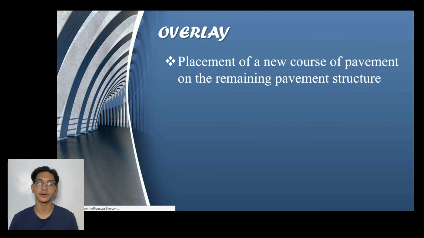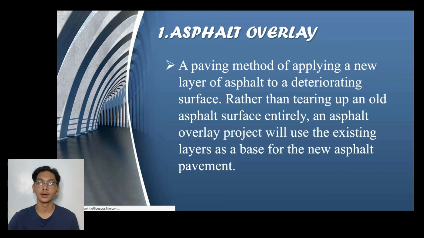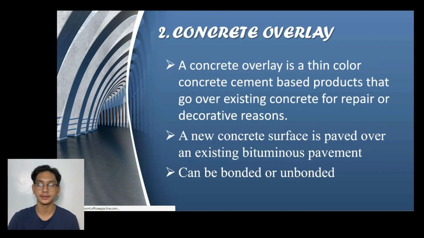It is the placement of a new course of pavement on the remaining pavement structure. One of these is the asphalt overlay, a paving method of applying a new layer of asphalt to a deteriorating surface, rather than tearing up an old asphalt surface entirely. An asphalt overlay project will use the existing layers as a base for the new asphalt pavement.